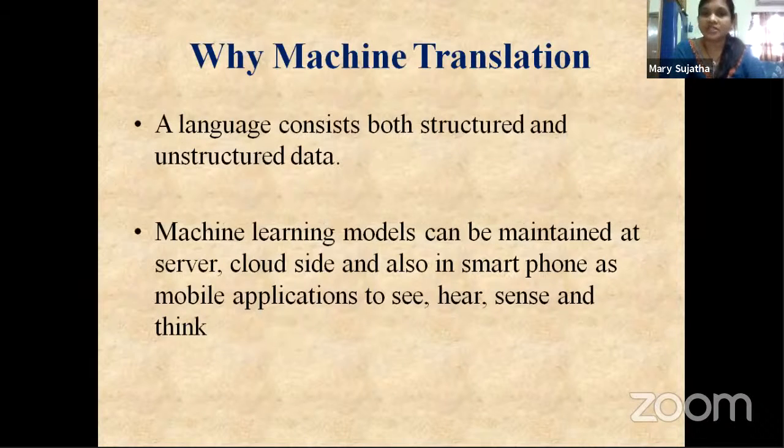As I already mentioned, translation already existed before, but why are we going with machine translation? What is the specific reason? The specific reason behind machine translation is that language as data consists of both structured and unstructured data. To process unstructured data, which might be emojis or facial expressions, the machine is efficient enough that it can translate very easily, whereas normal translation is not possible with that.